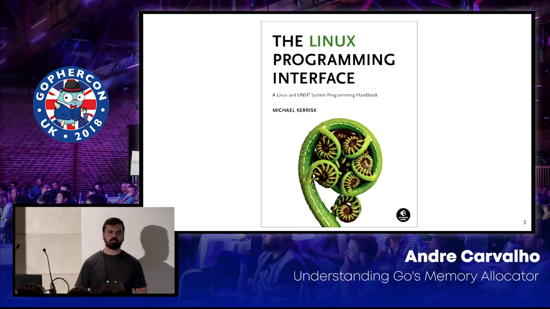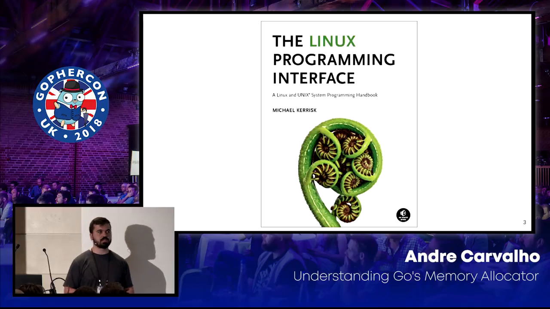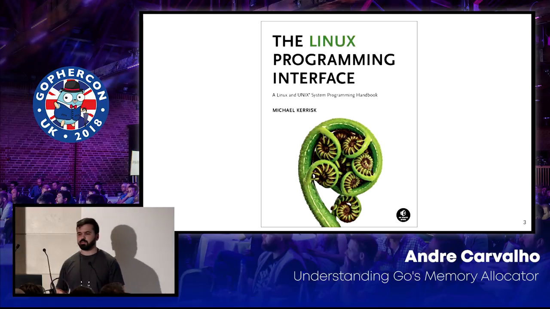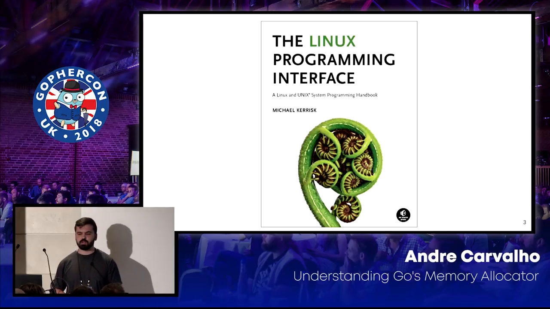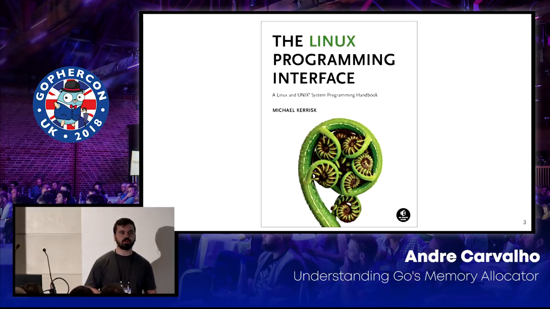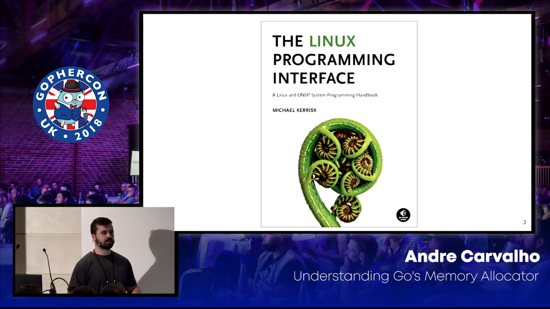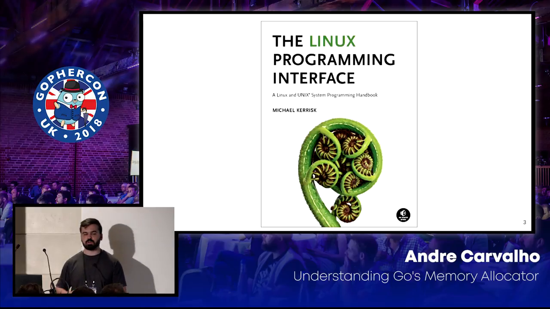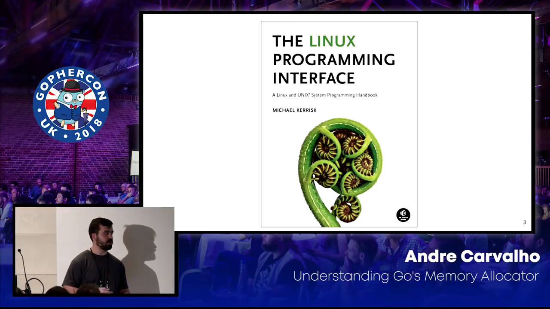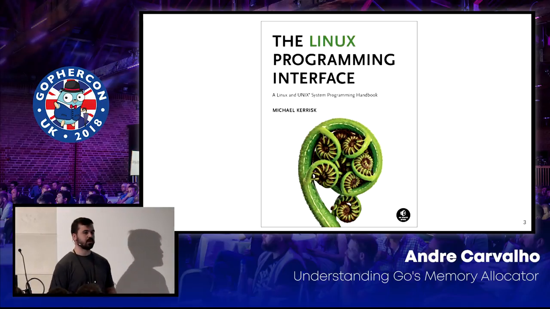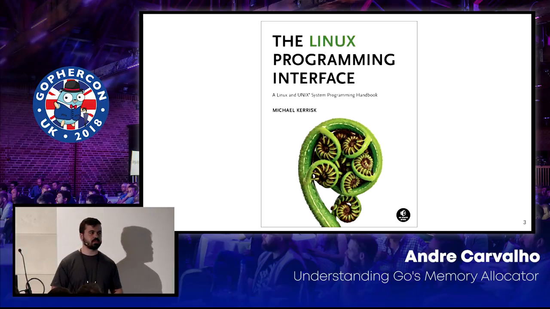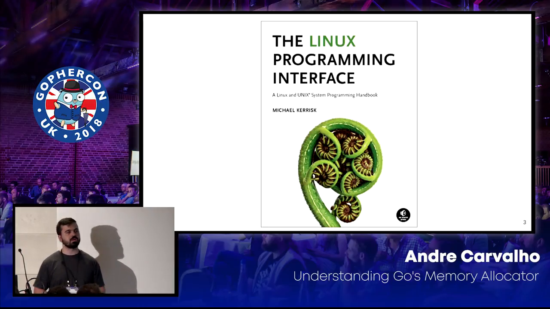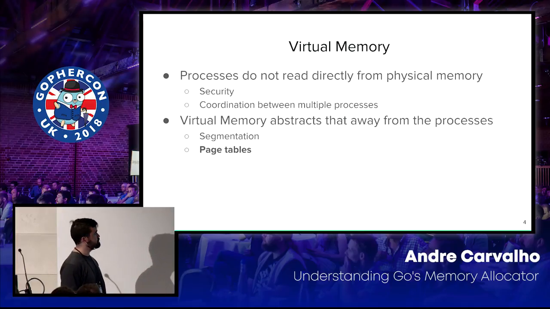One of its chapters is precisely about memory allocation. It explains what are the syscalls available to allocate and deallocate memory, and how you can use them. And by the end of the chapter, the reader is invited to implement a memory allocator. And this is how I got into trying to understand how a memory allocator works and how I could implement one. And as a Go developer, I got curious and wanted to learn how the Go memory allocator works.